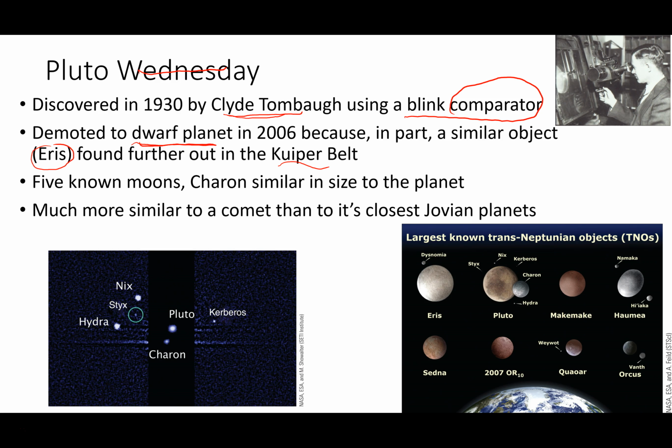And Pluto is actually more similar to a comet than it is similar to Neptune, Uranus, Saturn, and Jupiter. So it's got definitely this rocky and icy component to it. Now, Pluto is an awesome dwarf planet. It has its own moons, and they're shown here. So, I mean, it is an awesome dwarf planet.